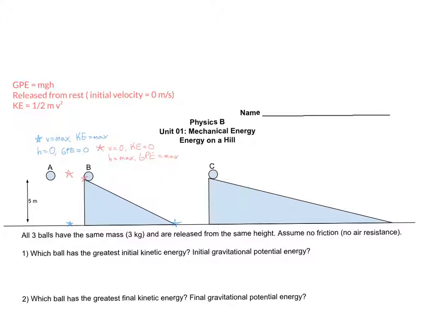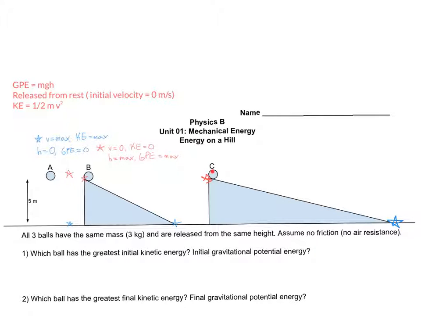Lastly, in case C, it's still the same as in A and B. We still start from the same height, and we are still going to end at the bottom of the hill. So we still have the same exact change that we had in A and B in terms of our conversion from gravitational potential to kinetic. All right, we still have the same change in height.